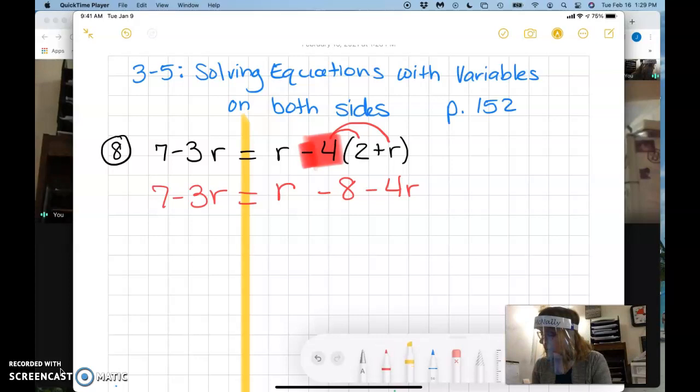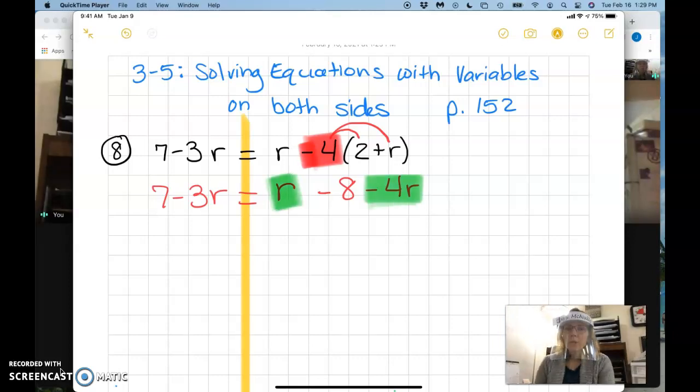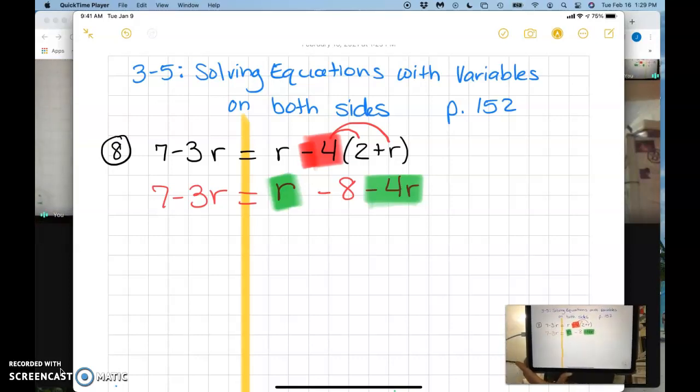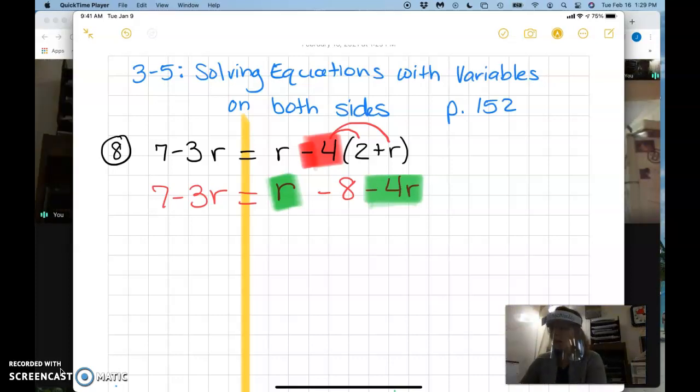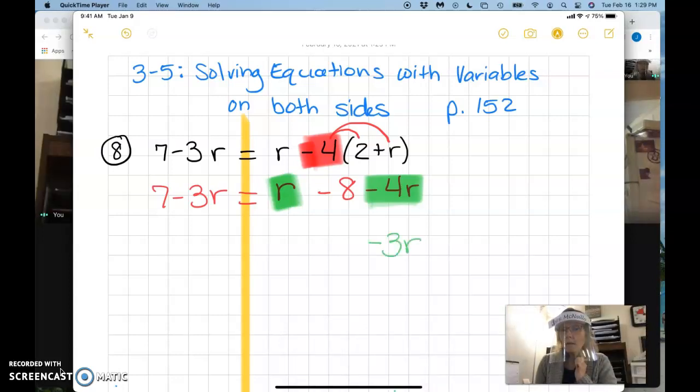The first thing I have to do is look. I have two terms that go with each other on the same side of the equal sign. When there's two terms on the same side of the equal sign that go together, I have to put them together before I can move anything. So first we're going to do r minus 4r. What is 1r minus 4r? Negative 3r. That's close enough.